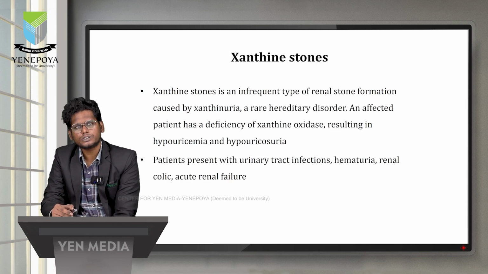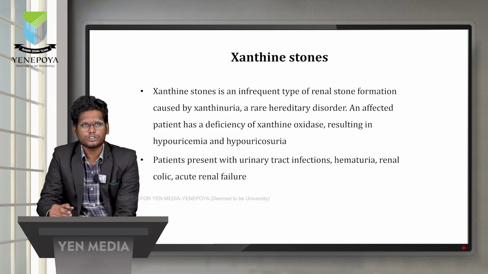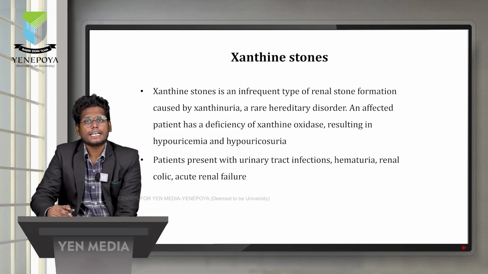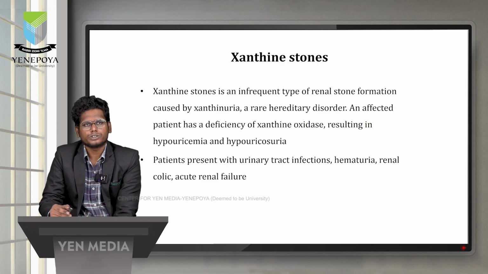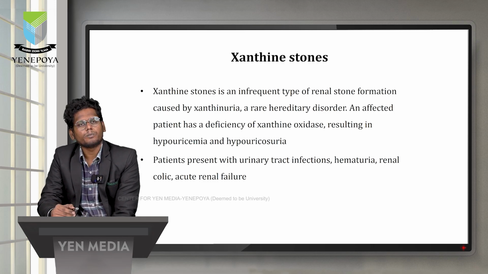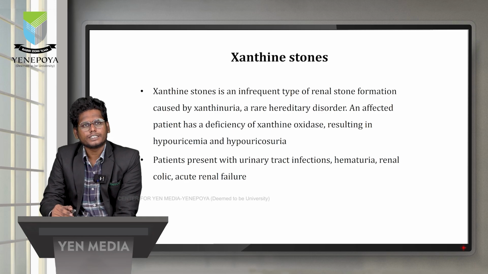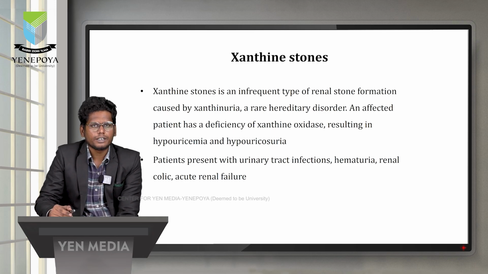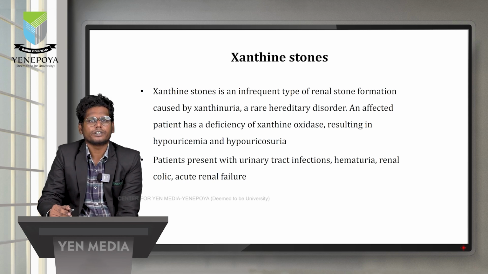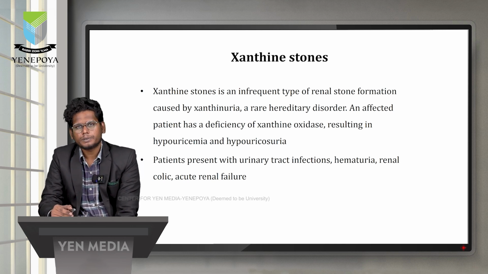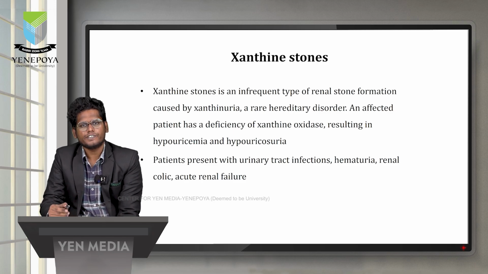Coming up next is xanthine stones. Xanthine stones are an infrequent type of renal stone formation caused by xanthinuria, which is an excess of xanthine in the urine. It is a rare hereditary disorder. An affected patient has a deficiency of xanthine oxidase, resulting in hypouricemia and hypouricosuria, which is a lesser amount of uric acid in the blood, lesser than 2 mg per dl, and hypouricosuria means excretion of a lesser amount of uric acid in the urine. Patients present with urinary tract infection, hematuria, renal colic and acute renal failure.